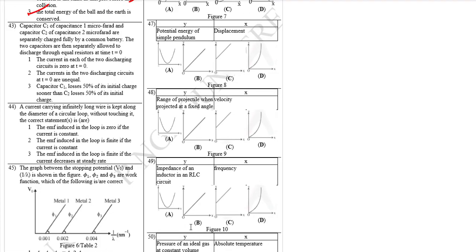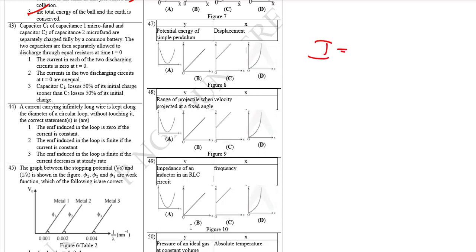Number 43. Capacitor C1 of capacitance 1 microfarad and capacitor C2 of capacitance 2 microfarad are separately charged fully by a common battery. The two capacitors are then separately allowed to discharge through equal resistors at time t equals 0. The current in each of the two discharging circuits is 0 at t equals 0.